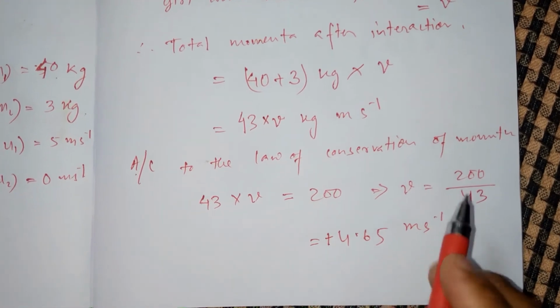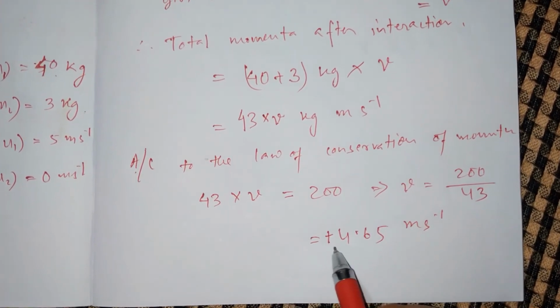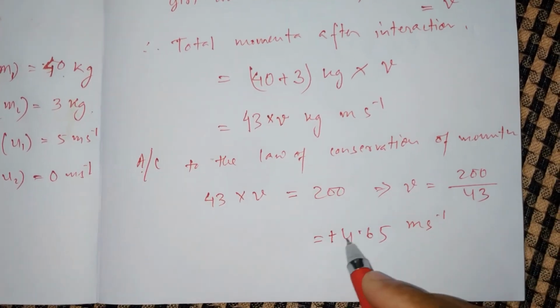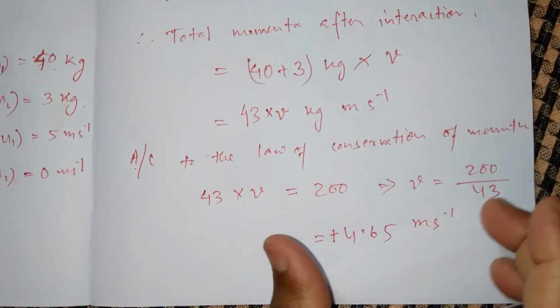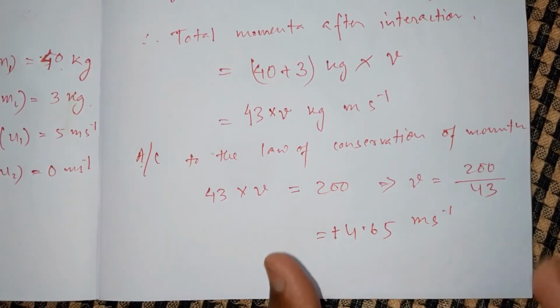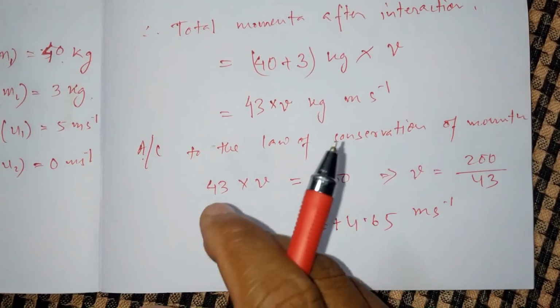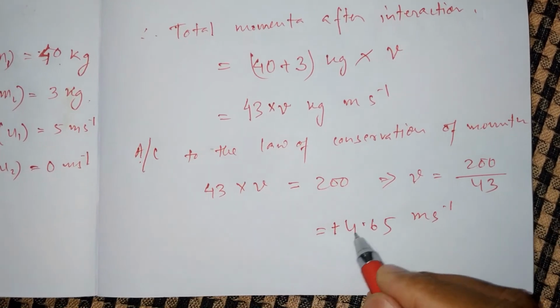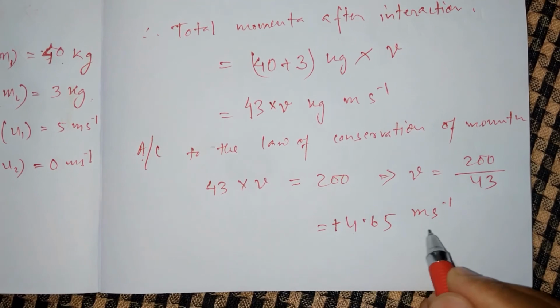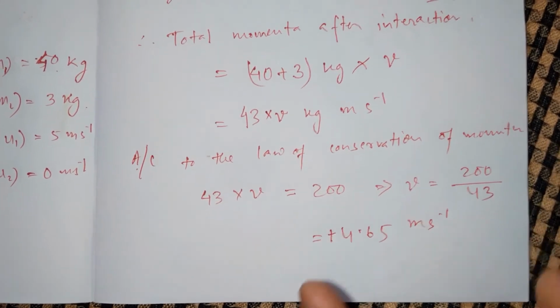So why is this plus sign there? Because this plus sign shows that the velocity has increased. Earlier the velocity was 0, and after the girl jumped on the cart, she gained 4.65 meter per second velocity. So this is the answer to this problem.